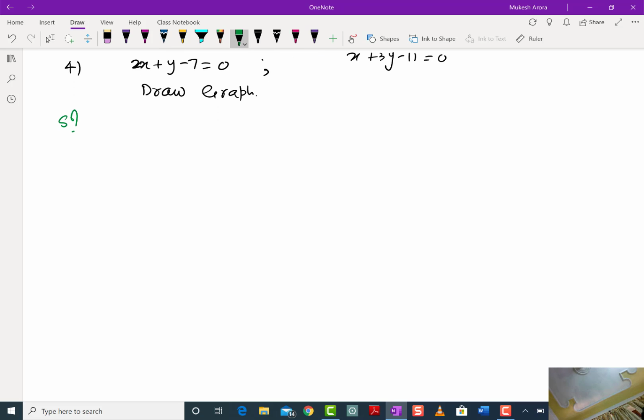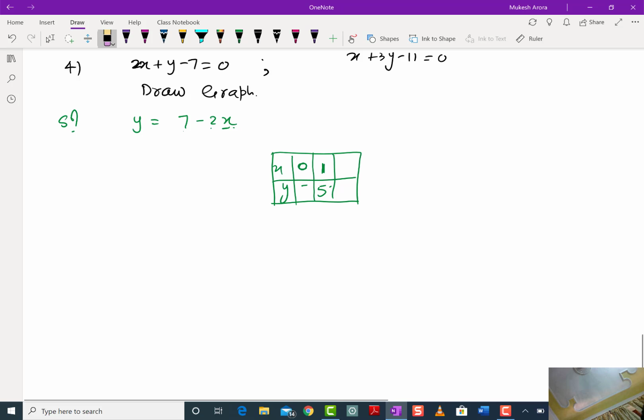First is y is equal to 7 minus 2x. We will make the box. Now we have practice, we'll do it mentally. We'll put the value of x here. If x is 0, it becomes 7. If x is 1, 2 into 1 is 2, 7 minus 2 is 5. If x is 2, 2 into 2 is 4, 7 minus 4 is 3.